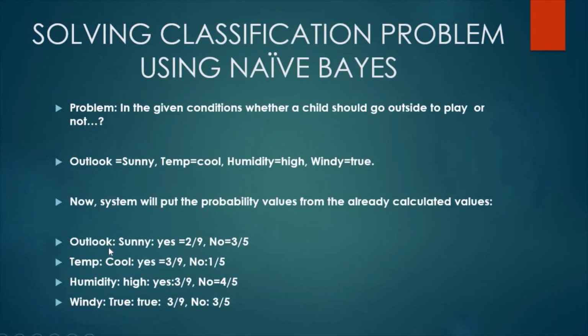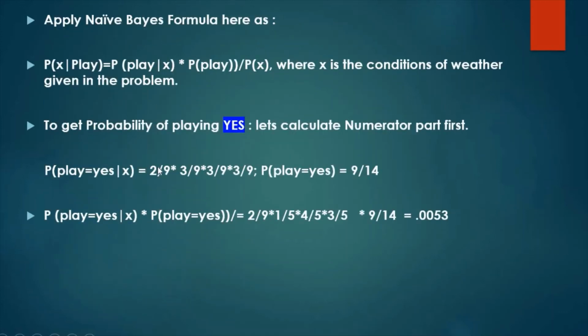So we have calculated the first part of the numerator, and the second part of the numerator is the probability of playing yes. We know that there are 9 instances where the child should go to play out of 14 instances, so 9 divided by 14. We multiply this by the probability of yes. Calculating the numerator part first, it is equal to 0.0053.